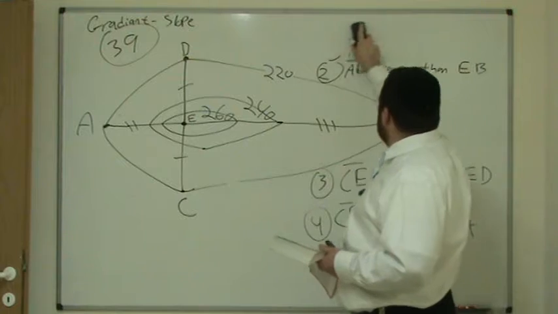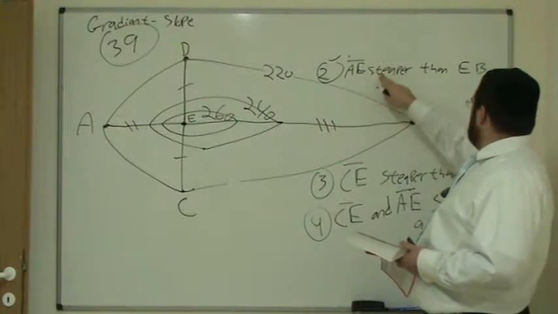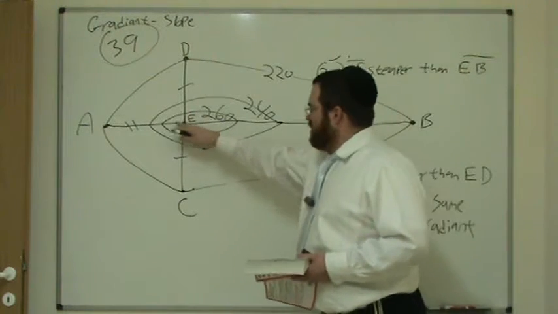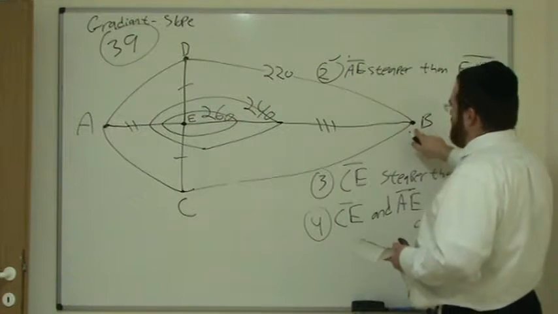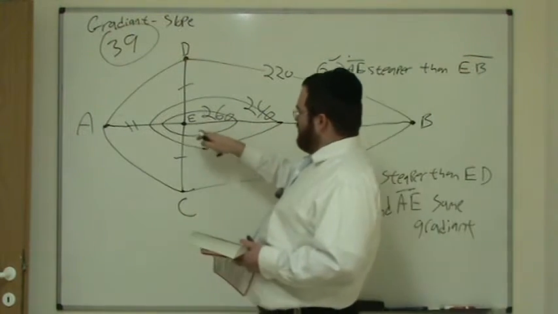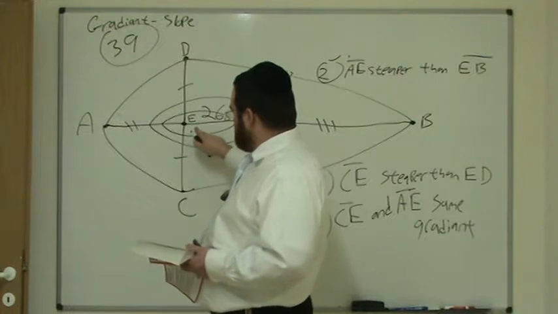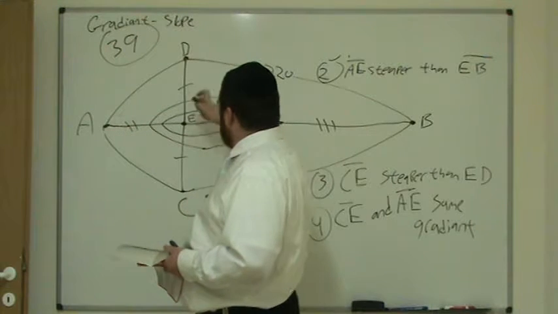Let's do answer 2. AE is steeper than line EB? Let's see. Yes, it is, because from the circle where the height is 260 feet, going down to 220 is much steeper.